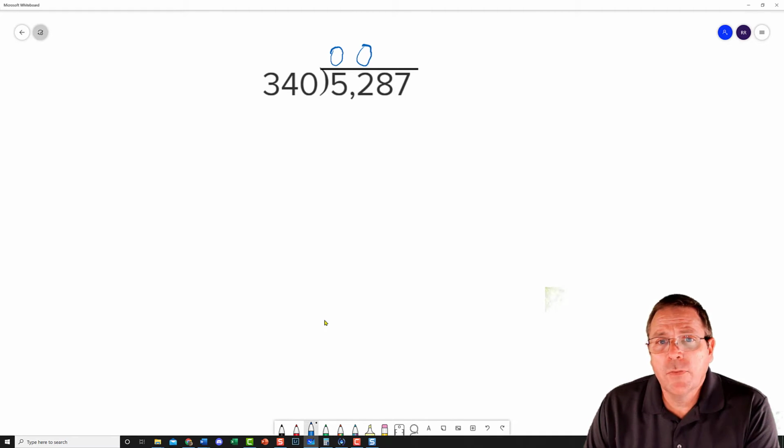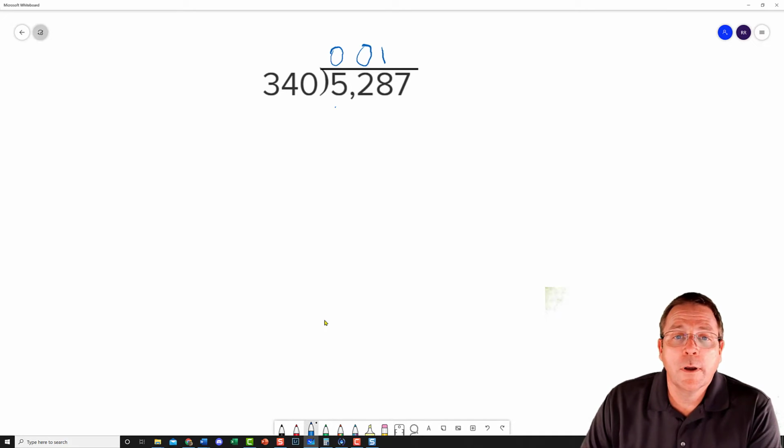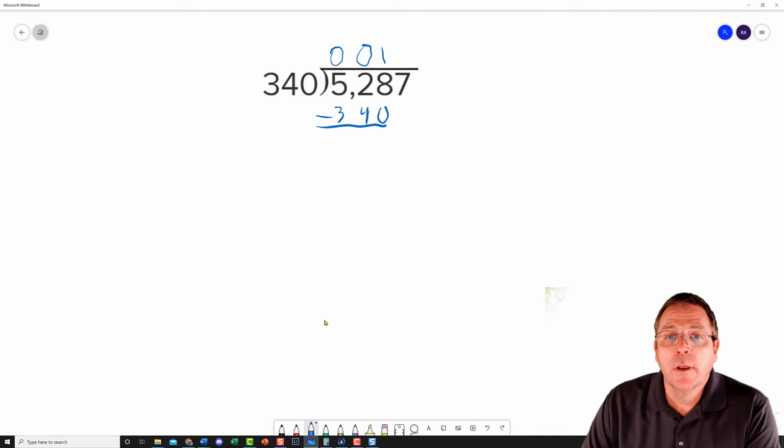Well, 300 times 2 is going to be 600. So I know that it's got to be a number less than 2, so let's try a 1 here. And then 1 times 340. When I subtract that out, you can do some borrowing maybe. Let's see, 8 minus 0 is 8. Yep, got to do a little borrowing here. It becomes a 4 and a 12. 12 minus 4 is 8. And then 4 minus 3 is 1, so I get 188 left over.